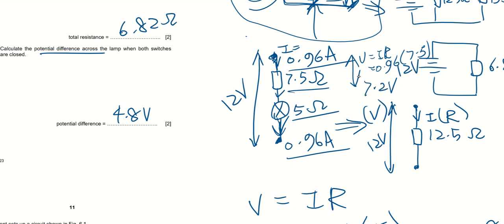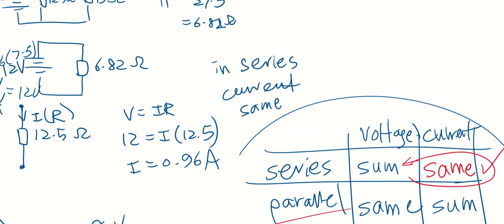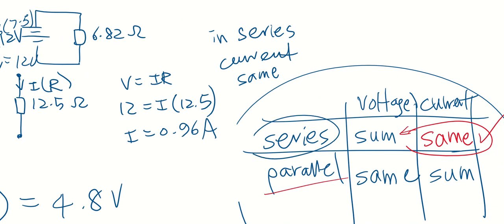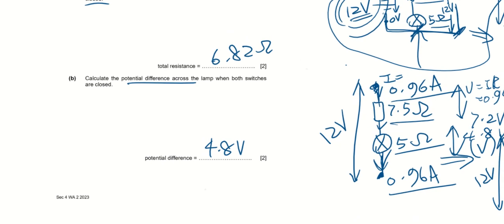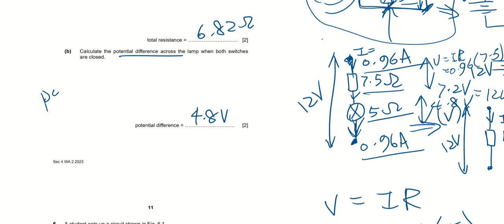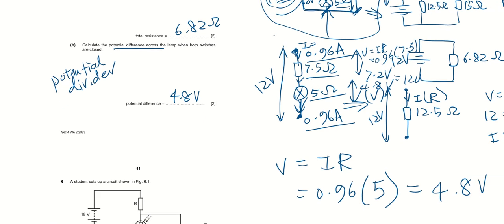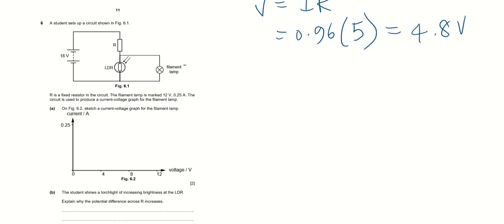So over here is 7.2, across the lamp is 4.8, and their sum is actually 12 volts, which is what we say here: in series, the voltage is the sum. This is how we apply sum. There's another way to do this, which is by potential divider, so maybe you can wait for your teacher to teach you how to do this potential divider. Okay, then question 6.